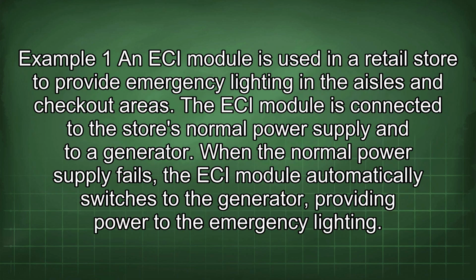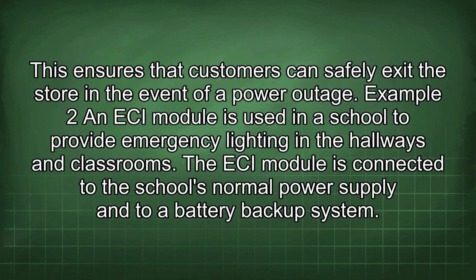Example 1: An ECI module is used in a retail store to provide emergency lighting in the aisles and checkout areas. The ECI module is connected to the store's normal power supply and to a generator. When the normal power supply fails, the ECI module automatically switches to the generator, providing power to the emergency lighting. This ensures that customers can safely exit the store in the event of a power outage.